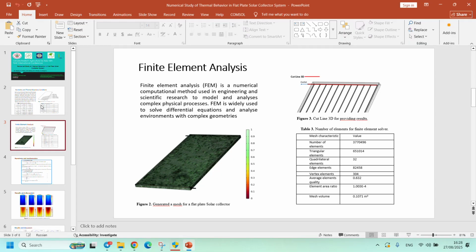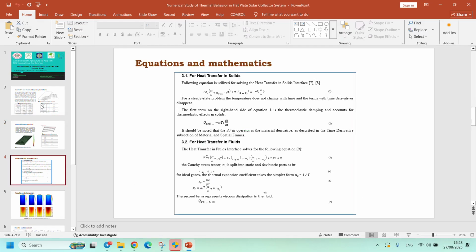And we have selected one 3D point for providing the results in the output section of the flat plate solar collector. The number of elements for the finite element solver is demonstrated in Table 3. The mesh characteristics consist of the number of elements, triangle elements, quad elements, edge elements, vertex elements, average element quality, and element area ratio. Mesh volume was also investigated.